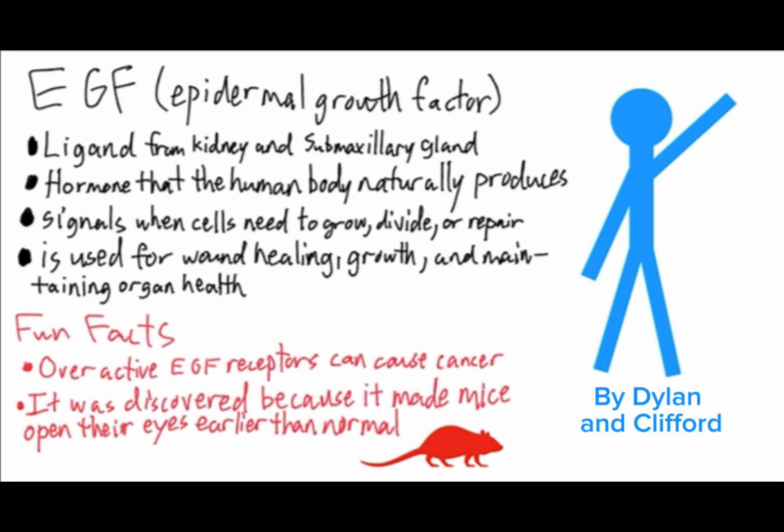EGF is a ligand from the kidney in the submaxillary gland. It is a hormone that the human body naturally produces. It signals when cells need to grow, divide, or repair. It is also used for wound healing, growth, and maintaining organ health. And for some fun facts, overactive EGF receptors can cause cancer, and EGF was originally discovered because it made mice open their eyes earlier than normal.